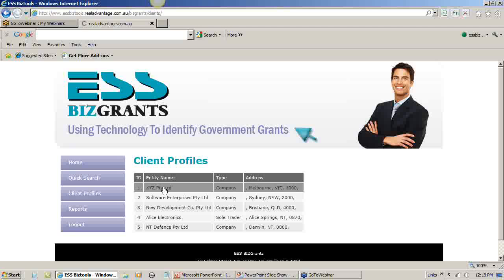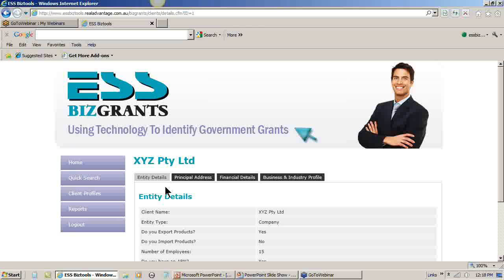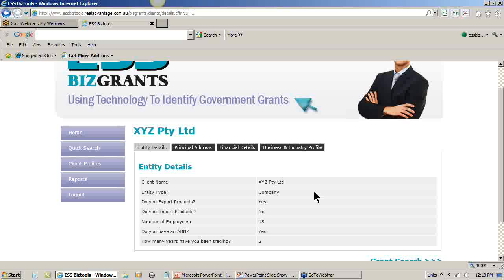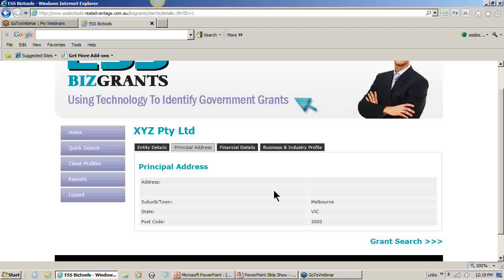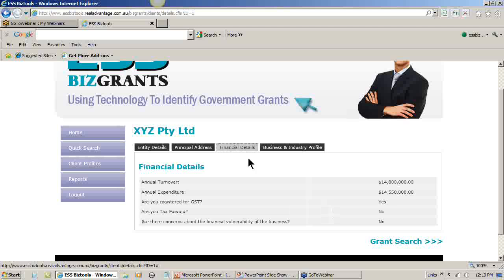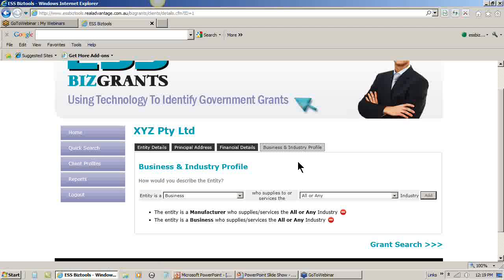So we'll go to XYZ Proprietary Limited. Now my brief on this client is that they operate in Melbourne. They're in the manufacturing industry. They have 15 employees. They've been in business for 8 years. Their principal office location is in Melbourne. Their turnover is $14.8 million. They're registered for GST. And they are primarily in the manufacturing industry.